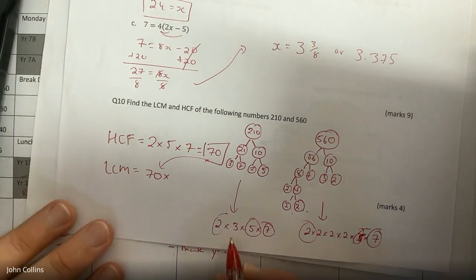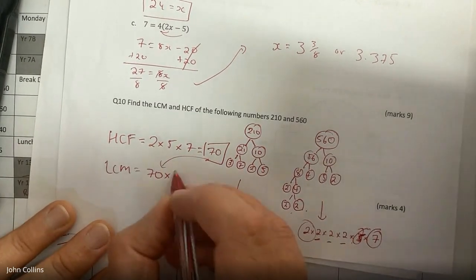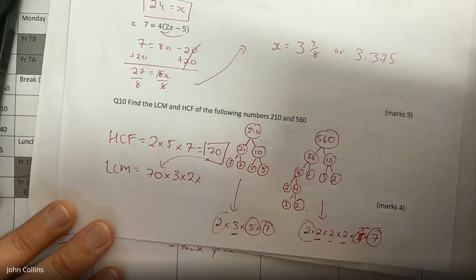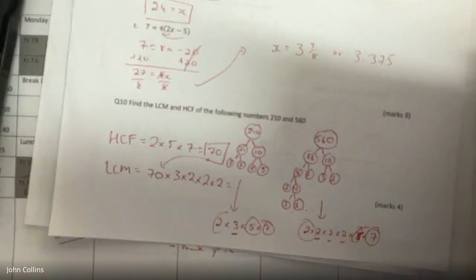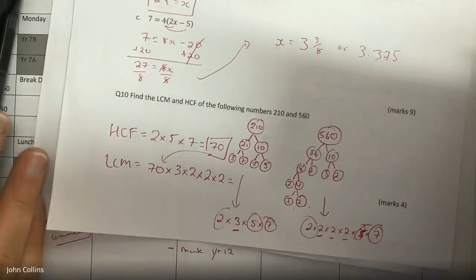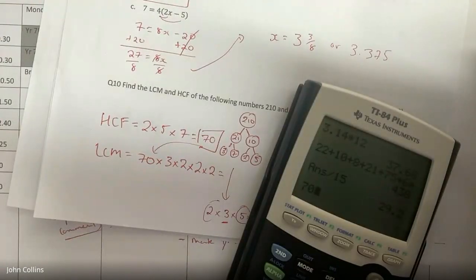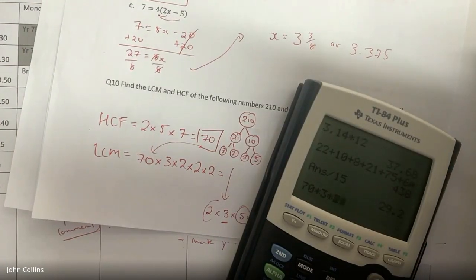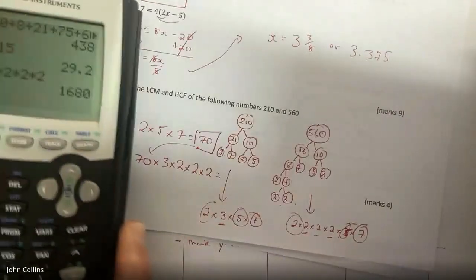What's left over gets multiplied by 70 now. A 3 and a 2 and a 2 and another 2. So 3 times 2 times 2 times another 2. Okay, so this is where a calculator comes in useful in this exam. We didn't have it when we did our number exam, but we have it now, so we can do it. 70 times 3 times 2 times 2 times 2. 1680.